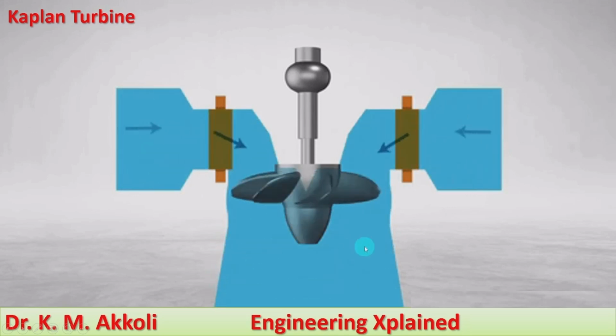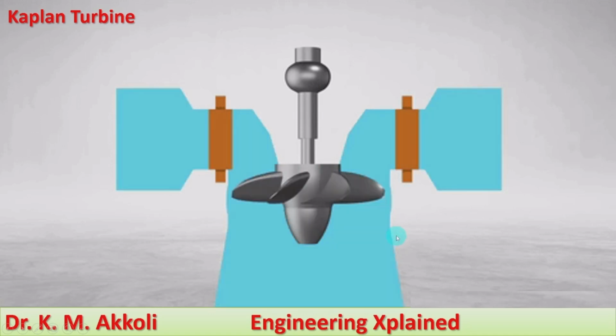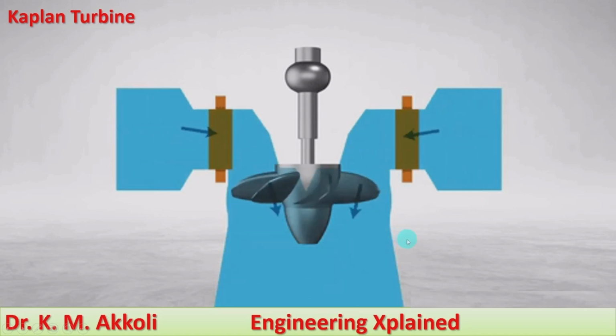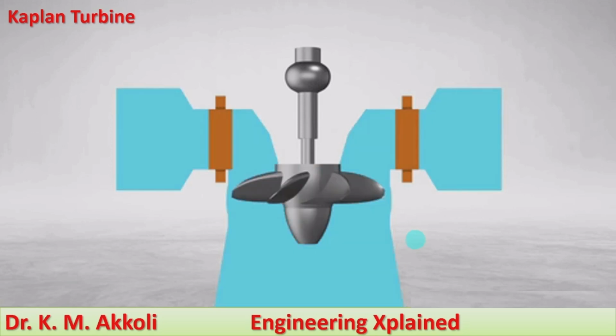And here the draft tube, with its increasing cross-sectional area, is connected at the exit of the turbine. Like this, even if we have a low head and a higher flow rate of water, the Kaplan turbine can be used in order to generate electricity from the water.